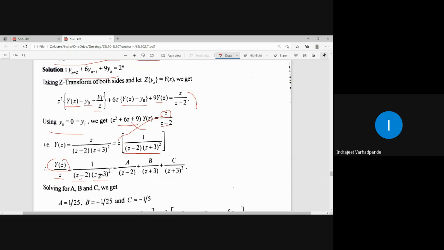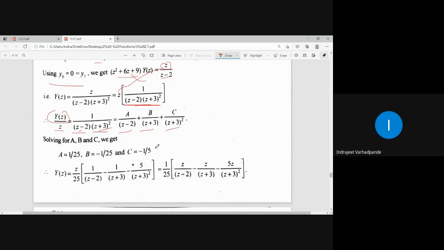Linear factor, linear repeated factor. A upon z minus 2, B upon z plus 3, C upon (z plus 3) whole square. Solve this. Calculate the values for A, B and C. तो Y(z) यहाँ पर z से multiply कर दो. z upon z minus 2 times 1 by 25, z upon z plus 3 times minus 1 by 25, z upon (z plus 3) whole square times minus 1 by 5. So accordingly take out the term common.